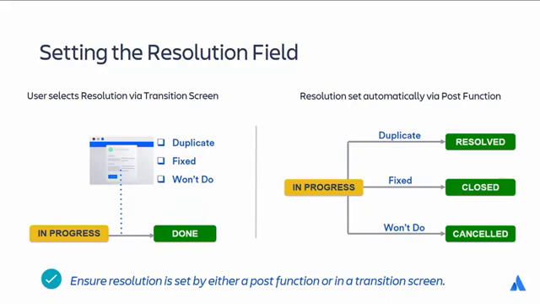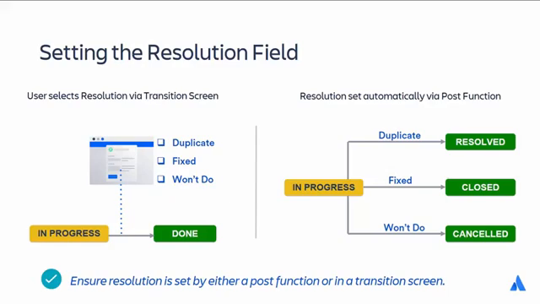Every workflow should set the resolution field when an issue is considered completed in its final status, whether that is resolved, closed, done, etc. To set the resolution field, you can either prompt the user to select it on a transition screen, as we have seen before, or you can update the field directly through a post function via one or more transitions. Here on the left you see the first option. When going from in progress to done, the user is prompted to select the resolution as either duplicate, fixed, or won't do. On the right, you see the second option.